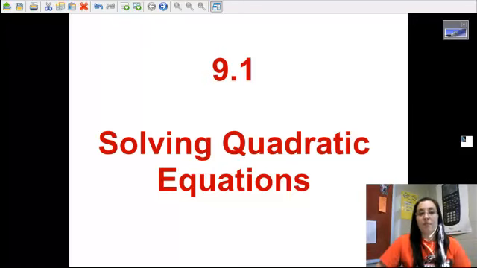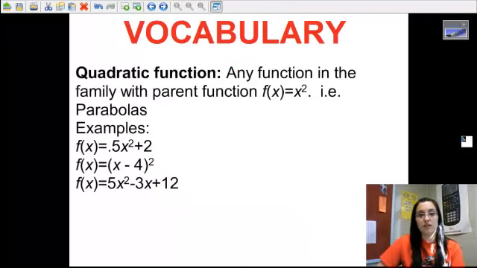Alright, first section of Chapter 9, Miss Olson and I's favorite chapter. We're going to start talking about quadratics, and this section will be pretty straightforward. It kind of just serves as an introduction to quadratics and their graphs and equations. So let's quickly get out the vocabulary.